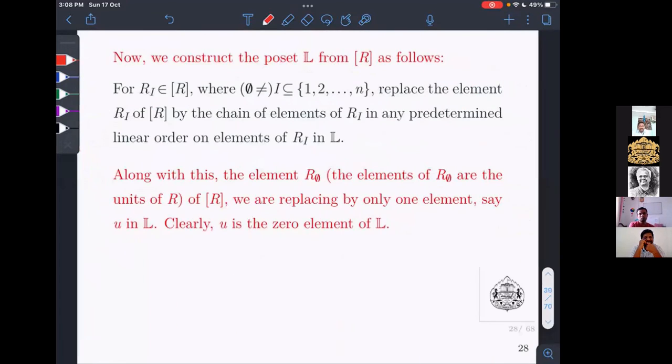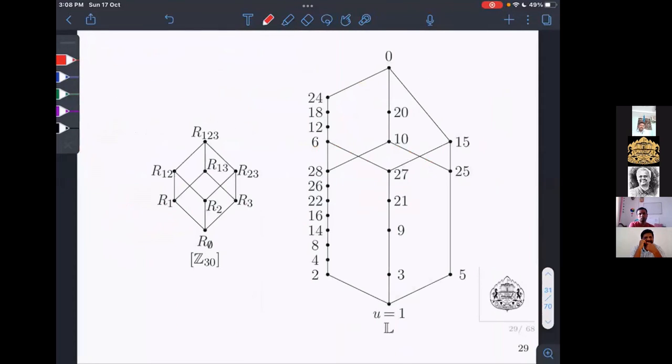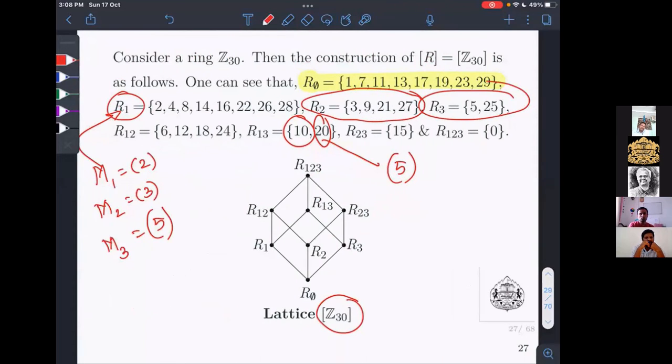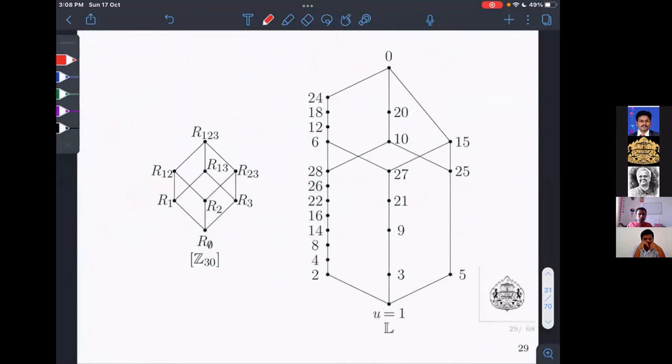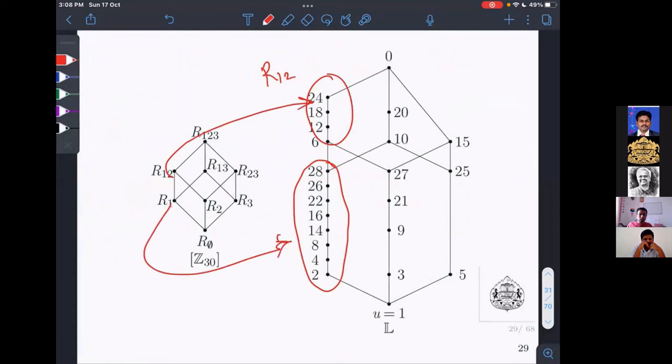And now what I'm doing, whatever elements are there, look at this R1: 2, 4, 6, 8, 14, 16, 22, 26, 28. This I will replace by a chain. Chain means linearly ordered, any two elements are comparable. You can see here, then this will be my R_{1,2}. This is my R1, okay? And similarly, you can replace these by chains, right? And whatever lattice I'm getting is this lattice.